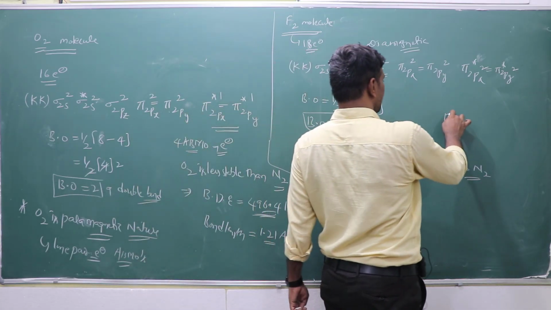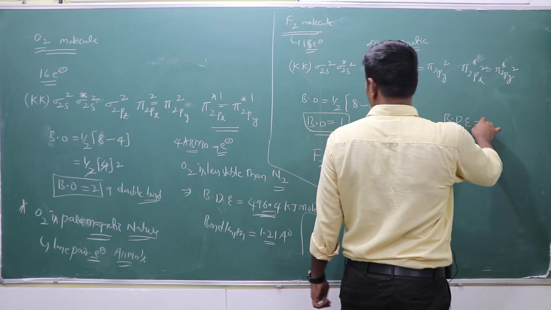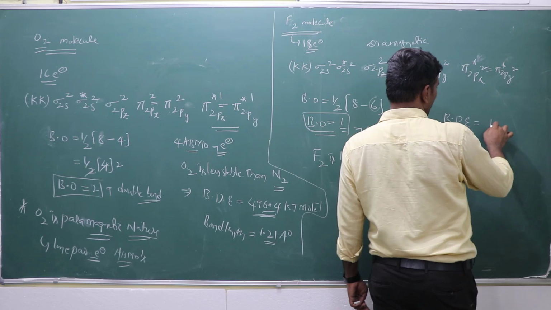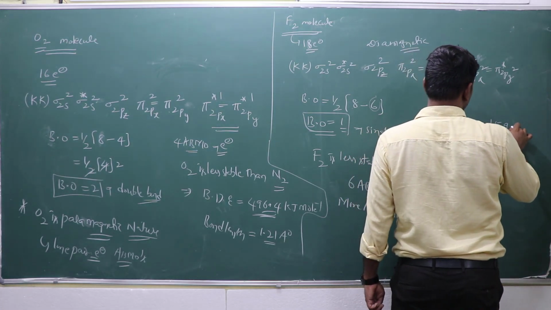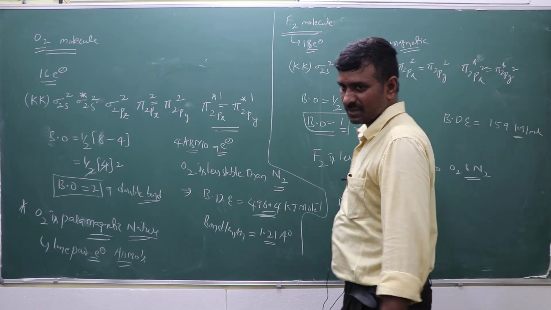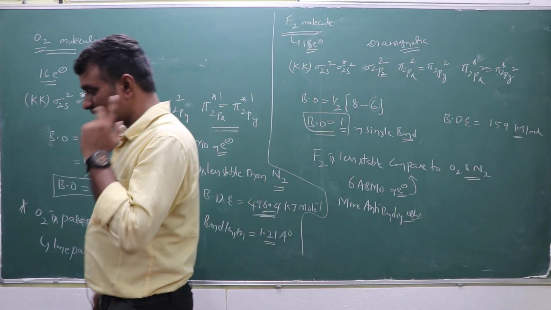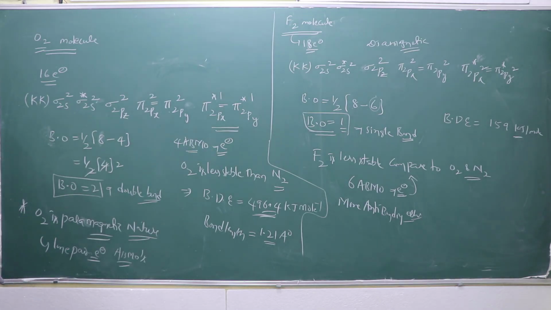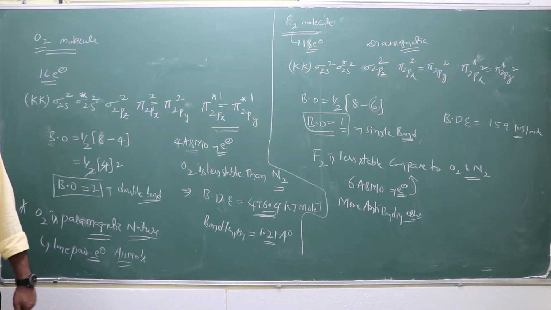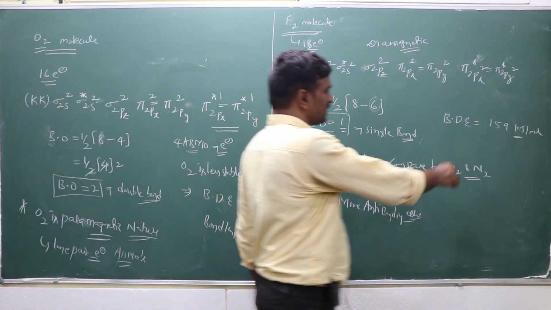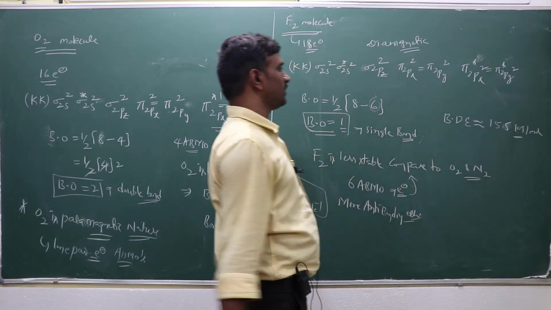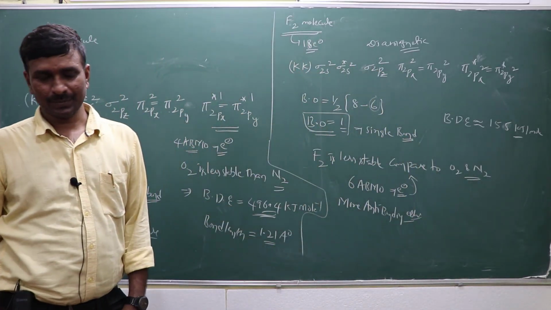And the bond dissociation energy compared to O2 as well as N2 is very small. So how much may it be? Nearly 159 kilojoule per mole. Approximately 155 to 159 kilojoule per mole. Sometimes in some books it is mentioned as approximately 155 kilojoule per mole. This is the F2 molecule.